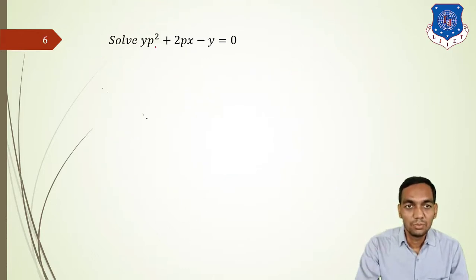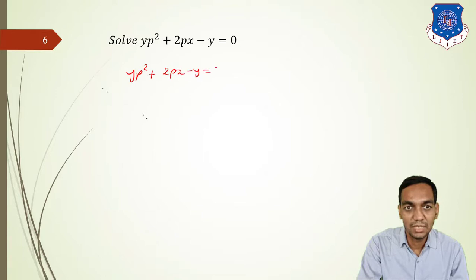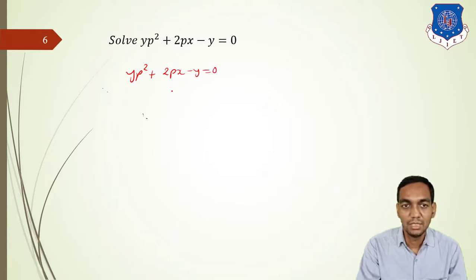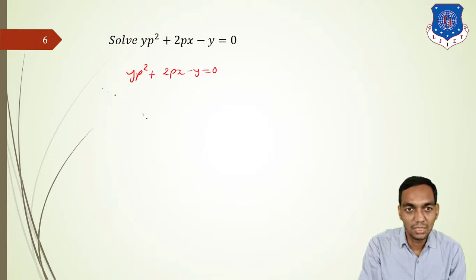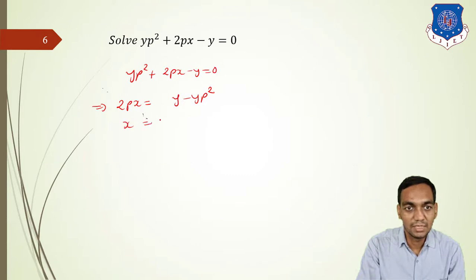Okay, now we are going on to another example. Here you have y p square plus 2 p x minus y is equal to 0. Now see, here we have y and x both, but here you have singleton x. So I am going to write this as 2 p x is equal to y minus y p square, and that will give you x is equal to y upon 2p minus y p upon 2.